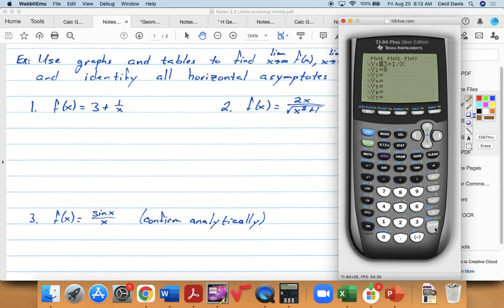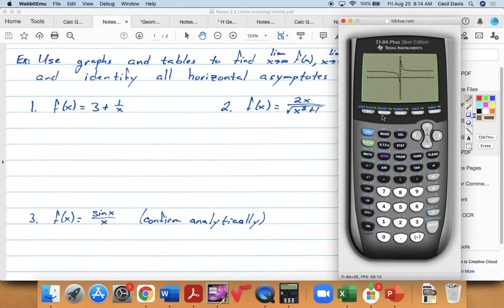So we're going to look at the graph of 3 plus 1 over x to see what the heck is happening there. I'm going to do a zoom standard. And you're like, okay, looks like it has a horizontal asymptote on both ends, right? Notice here it said use graphs, so I'm not expecting you, if it says that on the homework, to draw the whole graph. Okay? Use graphs and tables to come up with this limit.